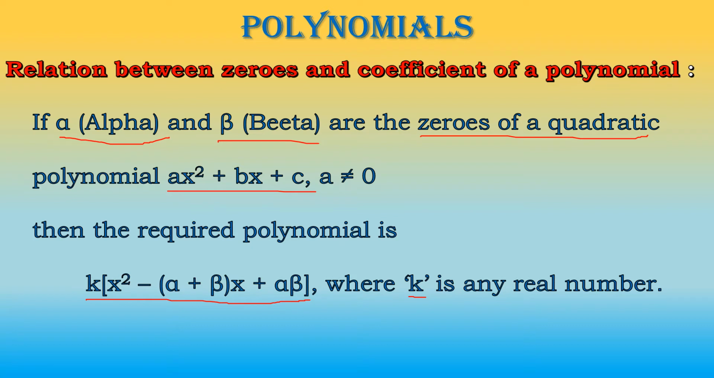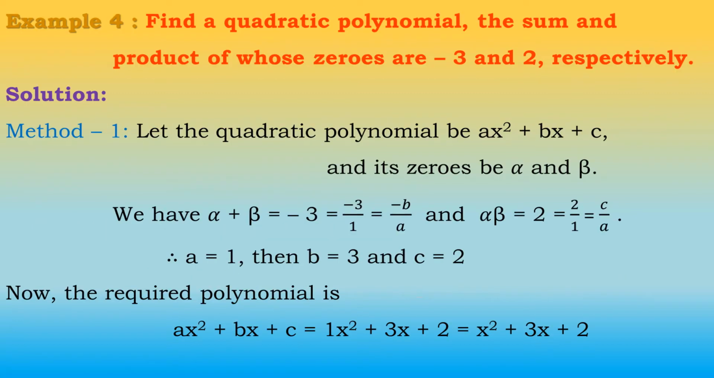Here you can observe that alpha plus beta is nothing but the sum of the zeros. Alpha into beta is nothing but the product of zeros. So this is the formula for finding a quadratic polynomial whose zeros alpha and beta are given. Here you have one example problem to understand the concept of how to find the quadratic polynomial when zeros are given.